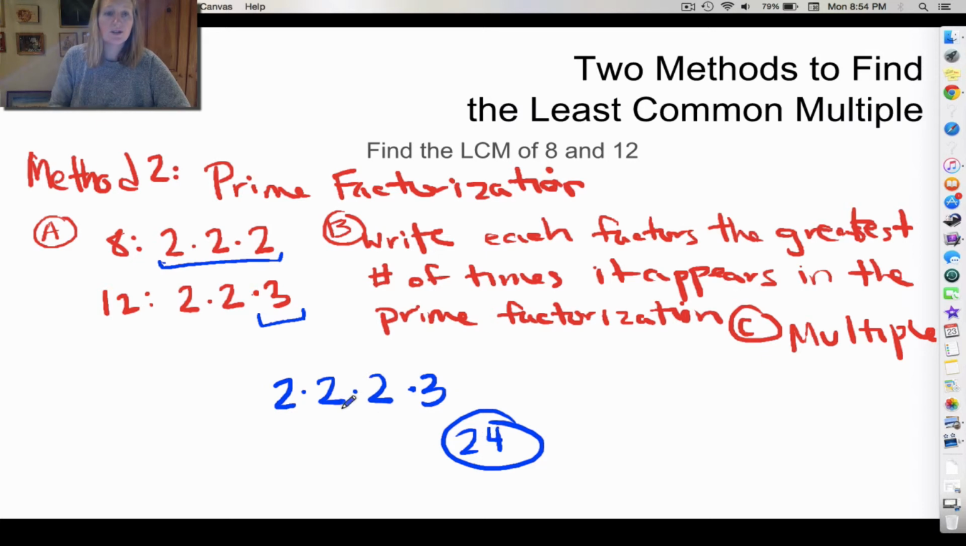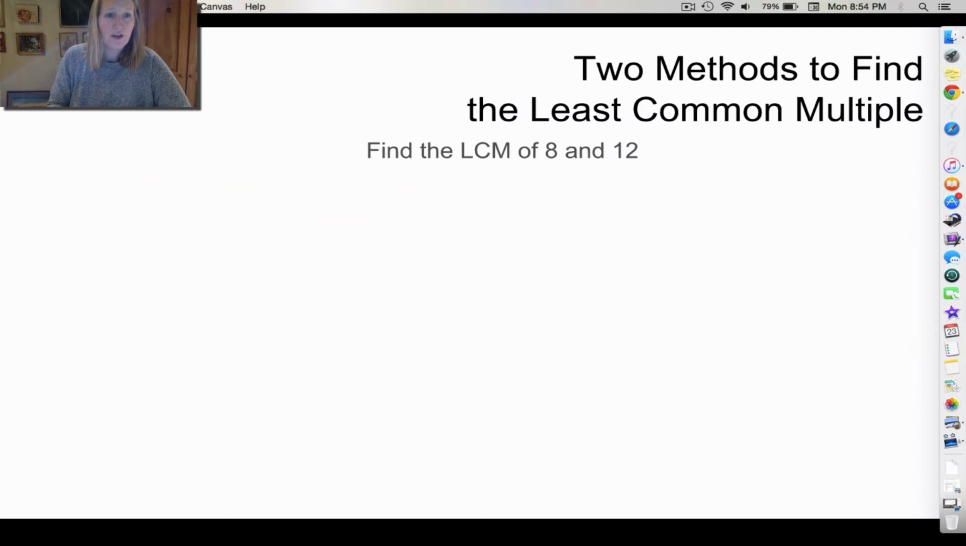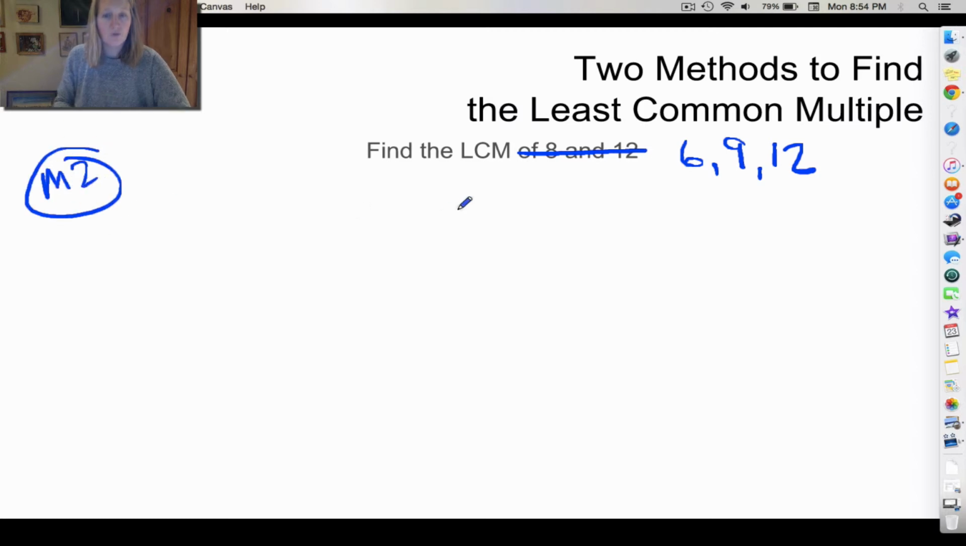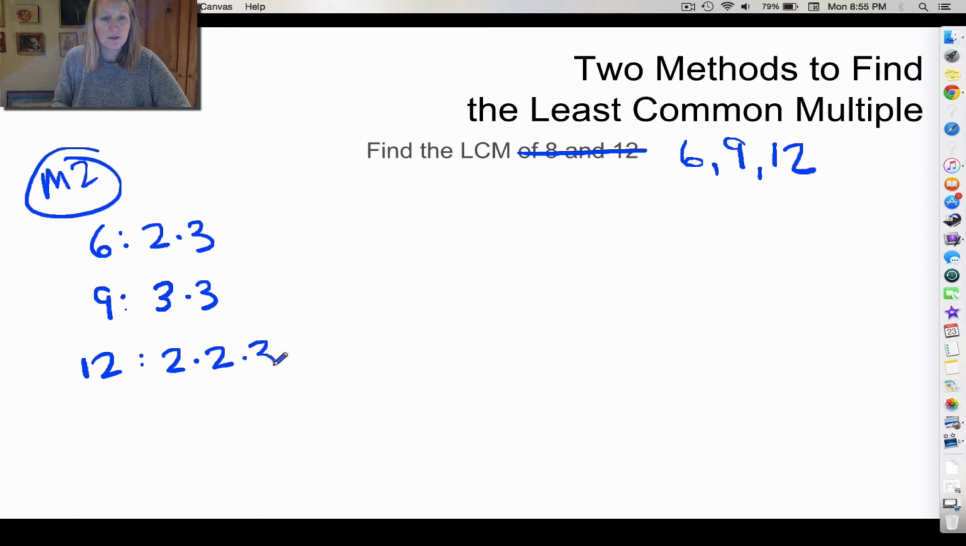Okay, so let's do the same thing with our next example of 6, 9, and 12. Let's try this second method for 6, 9, and 12. For 6, the prime factorization is 2 times 3. For 9, the prime factorization is 3 times 3. And for 12, it's 2 times 2 times 3, or 4 times 3.